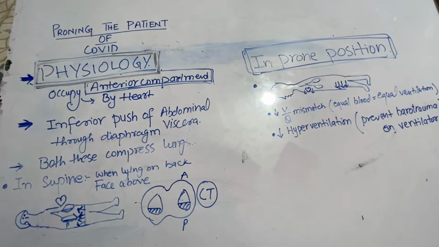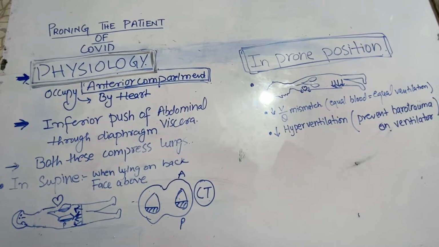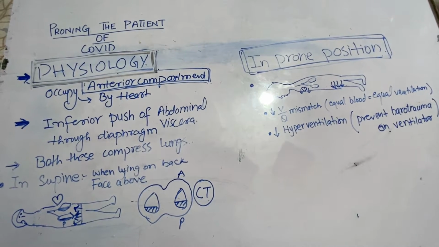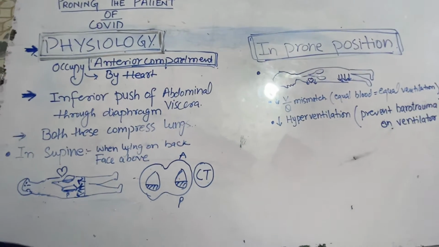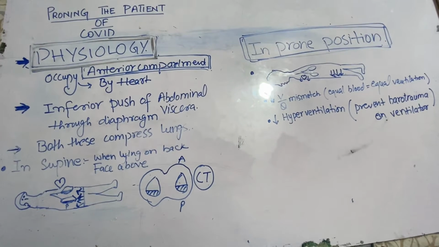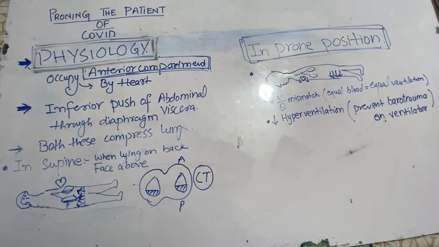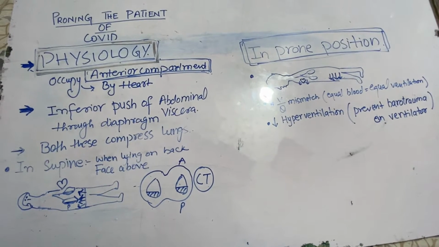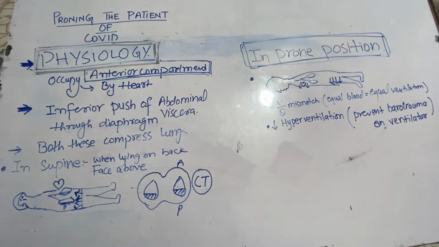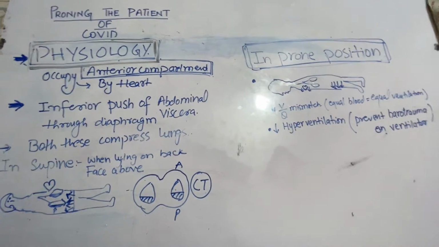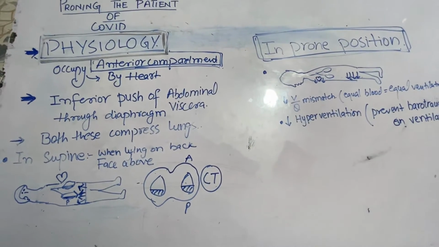So first of all, today we are going to learn why we prone the patient with COVID. For that, we have to go into the physiology, and in physiology, first of all, we will see that in supine position, when the patient is lying on his back and his face is facing upwards, the lungs are getting pressure from two things.